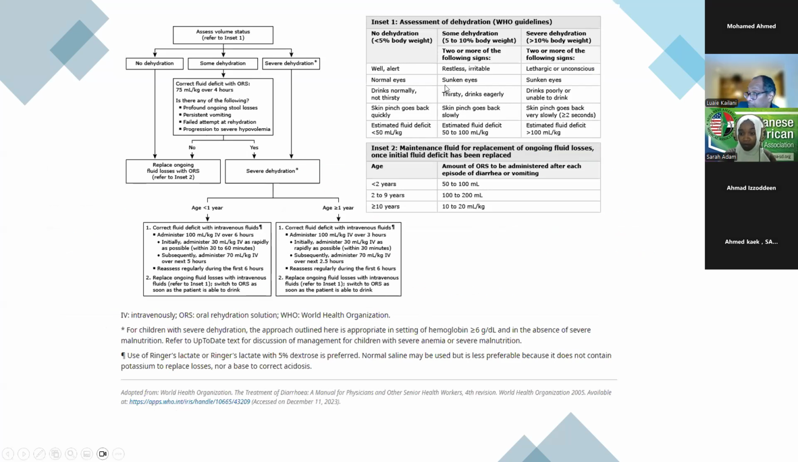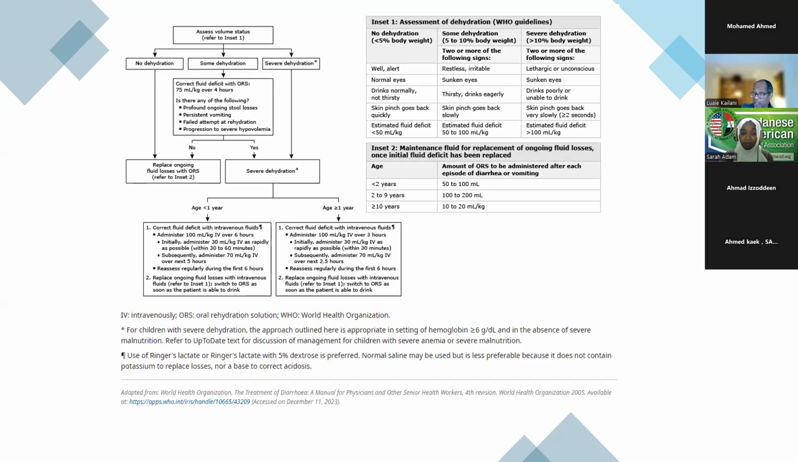So this is the diagram. Here is the assessment of dehydration, and then here is the maintenance of fluid after you replace the deficit. You start on the top of the algorithm where you assess the volume status. If there is no dehydration, then you go to oral hydration with ORS. And if there is some dehydration, then you correct the fluid deficit. They pick 75 ml because we said the some dehydration is anywhere between 50 to 100 ml per kg loss. So you try to replace that by 4 hours.